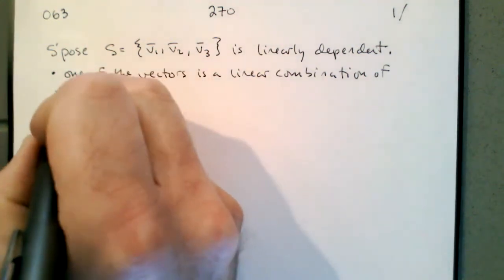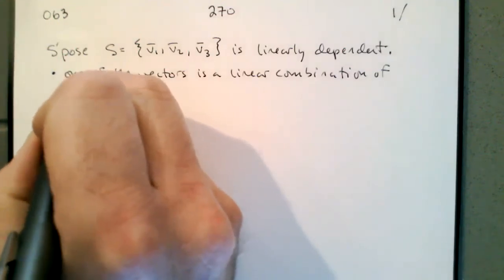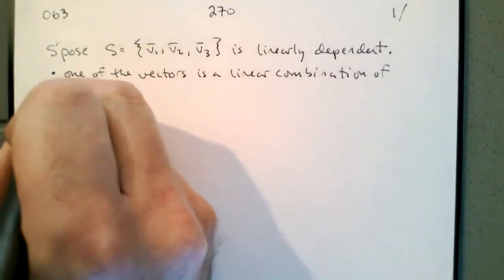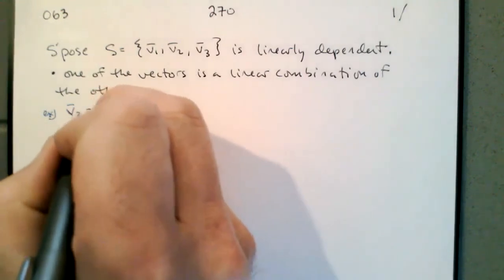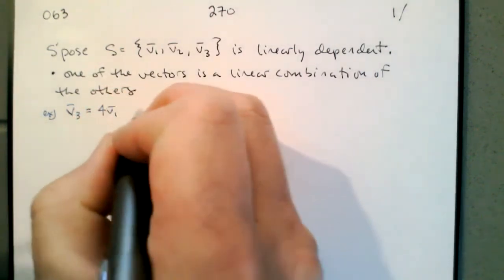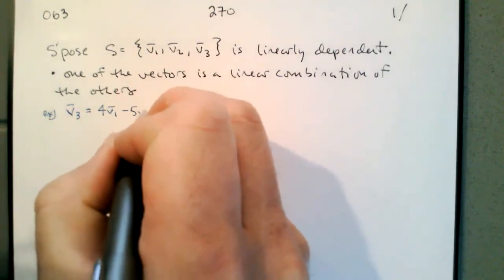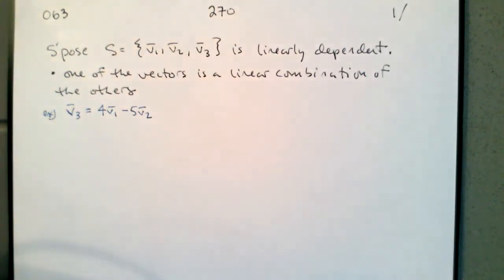So if V3, for example, when we go to find this combination, we would set up an augmented matrix, and V3 would be the third column. And so we would be writing V3 as a combination of V1 and V2. So if we had something like V3 is equal to 4V1 minus 5V2, we could also solve this for V1. We could write V1 as a combination of V2 and V3.